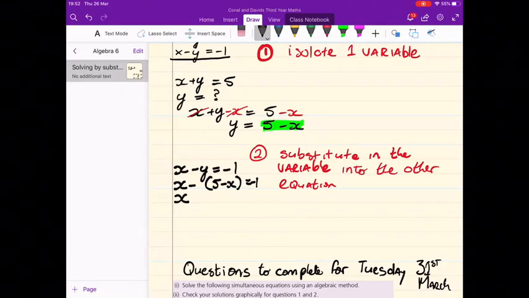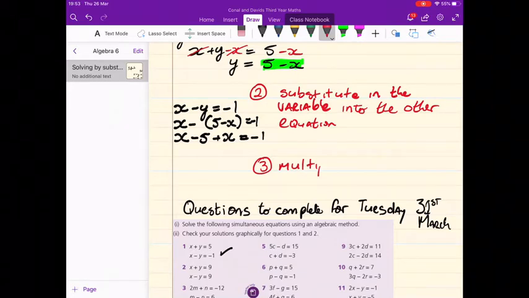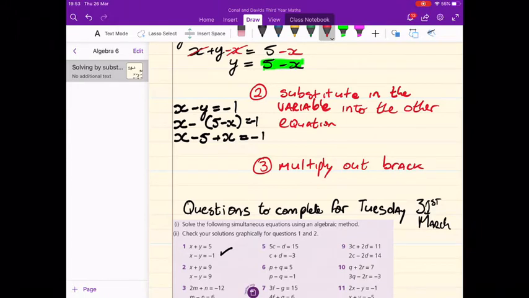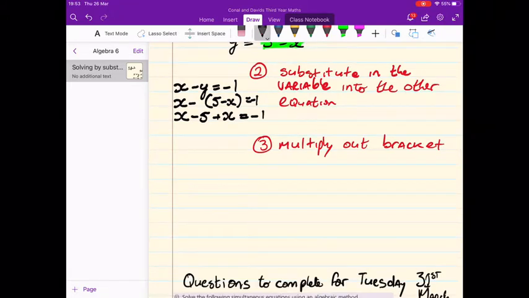Now we just need to multiply out the brackets. We have minus outside the bracket, so that means we multiply everything inside the bracket by a negative sign, or by a -1. So that gives us x minus 5 plus x is equal to -1. Now, once we have that done, we have about half the marks in the bag, even before we multiply out that bracket. So our third step, I've already done it, but that is to multiply out the bracket. So we're well over half the marks now at this point.